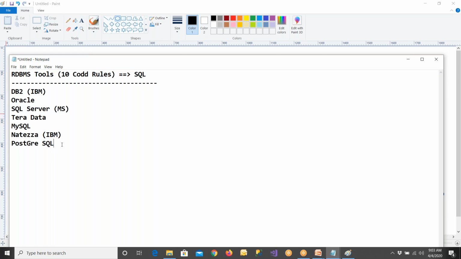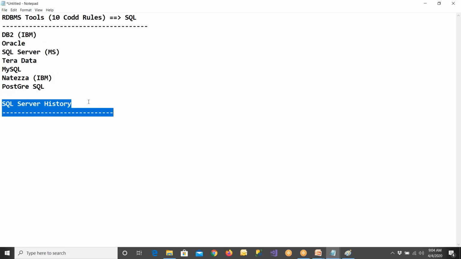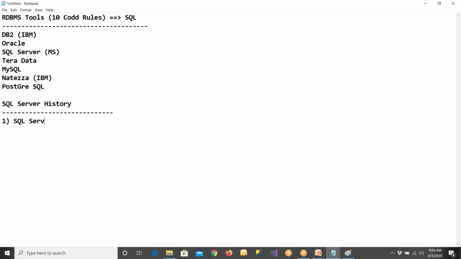Now, what is the history of SQL Server? Because we are going to be learning SQL Server from tomorrow, from Monday. Let us see the history. SQL Server is completely an RDBMS software, and the first version was released. SQL Server version 1 was released on April 26th, 1989, in America.